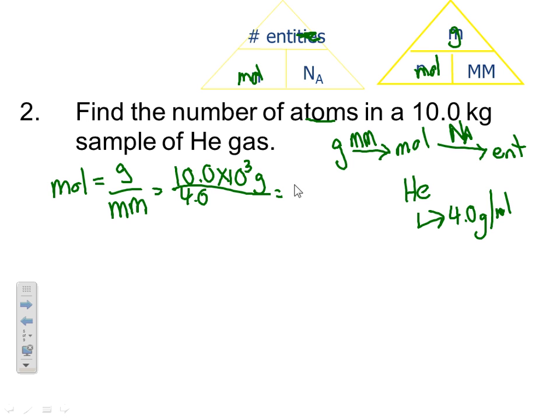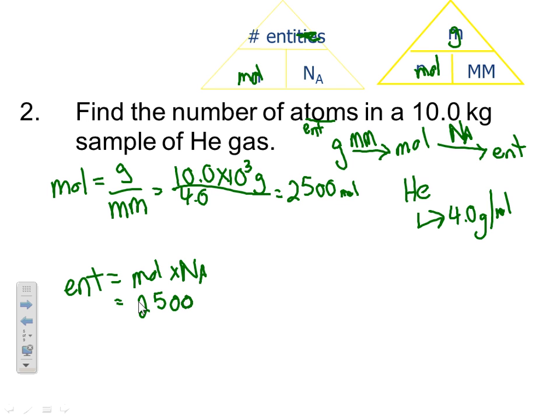So this gets me 2500 moles. All right? So again, we've used the first equation to get the moles. Now I'm going to put these moles in here to find the atoms, which again is entities. Entities is equal to moles times Avogadro's number, which is equal to 2500 moles times 6.02 times 10 to the 23.